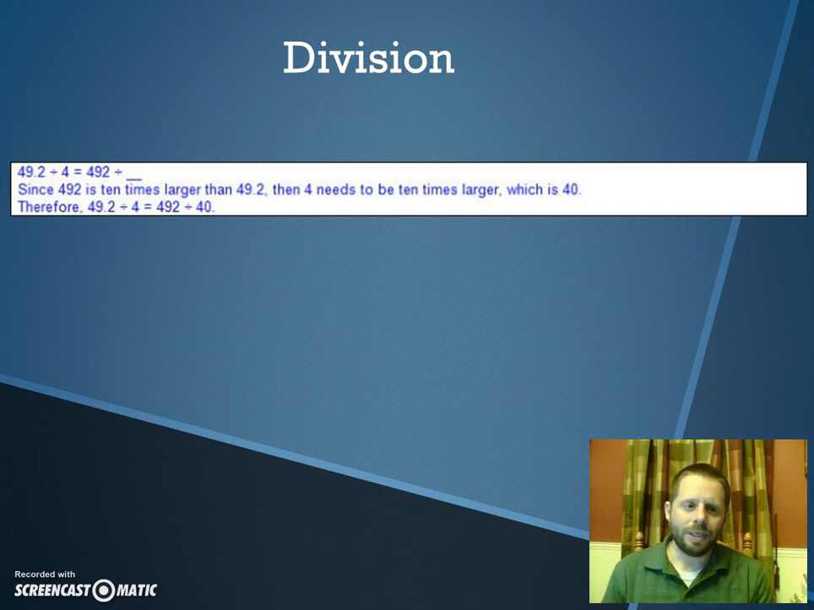So let's begin by looking at this example. We got 49.2 divided by 4. Well, we could rethink this problem. Instead of doing 49.2 divided by 4, what if we did 492 divided by 40? Okay, so let's see here.